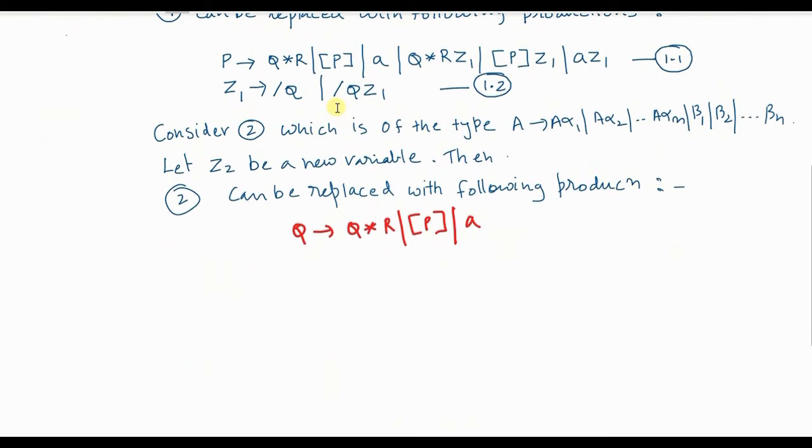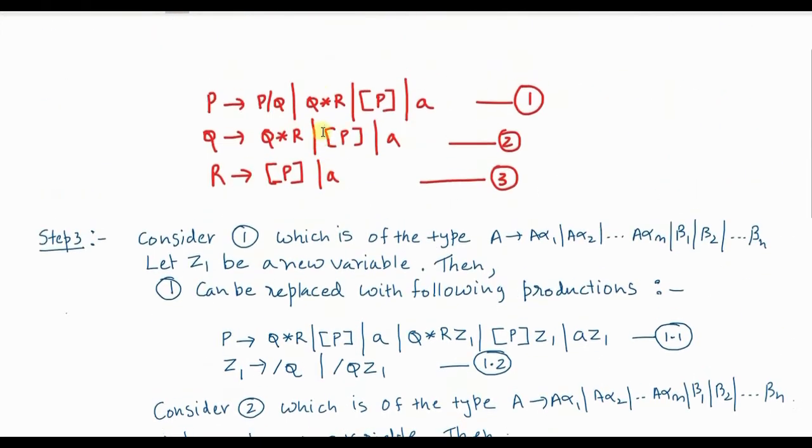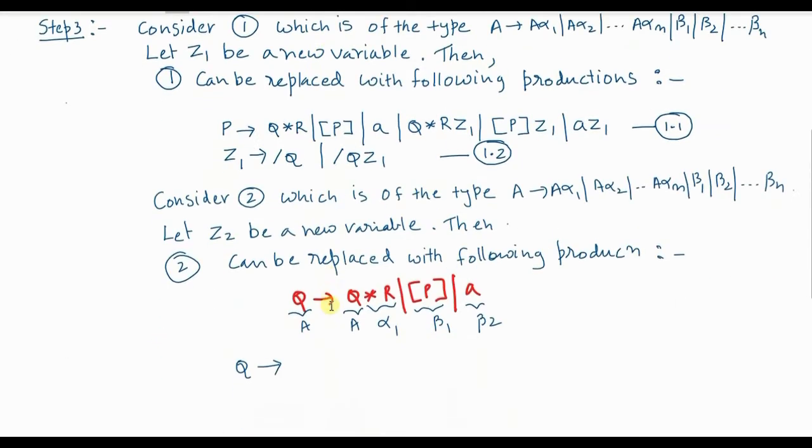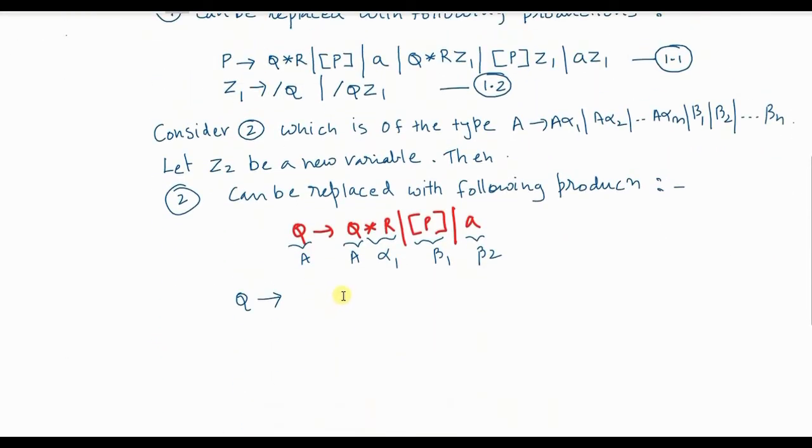Okay, now if you consider here, if this is A, then this part will be A, and whatever remains will be alpha 1, and this whole term will be beta 1, this whole term will be beta 2. So using the lemma, how can Q be written? Q can be written as beta 1, beta 2 up to beta n. What is beta 1? Beta 1 will be P or A.